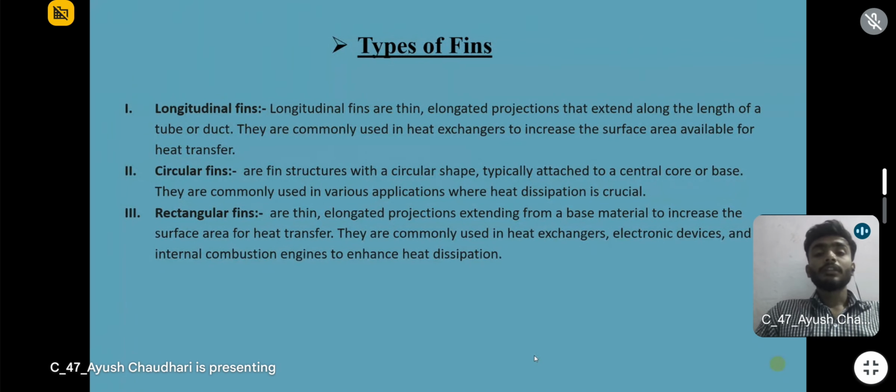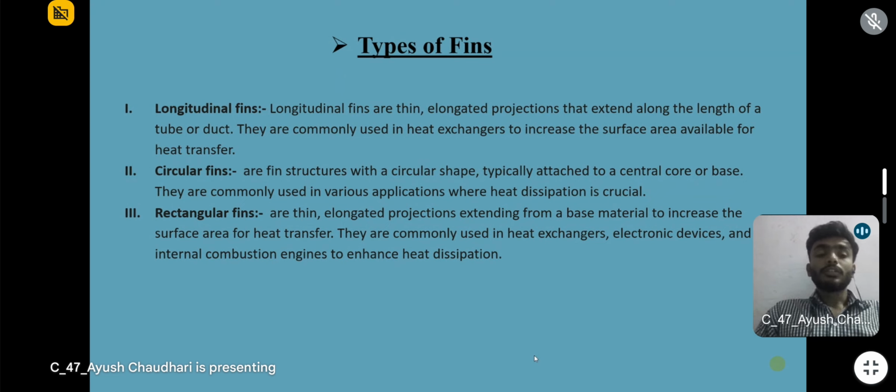So basically, there are various types of fins. The first is longitudinal fins. Longitudinal fins are very thin, elongated projections that extend along the length of a tube or a duct. They are commonly used in heat exchangers to increase the surface area available for heat transfer.